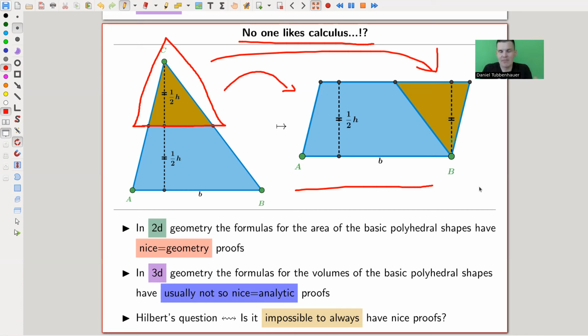So, let me try again. If you could rearrange the cube, which has a really easy volume formula, into a tetrahedron, you should be able to get a nice way to prove the volume formula for the tetrahedron. Nobody was able to do that for a long time. So Hilbert said, okay, that probably doesn't work. Can someone give me a proof that it doesn't work?